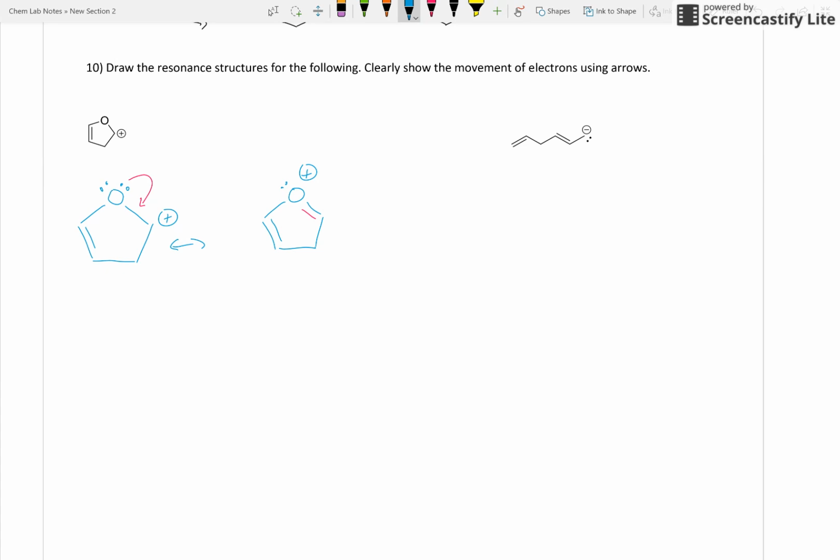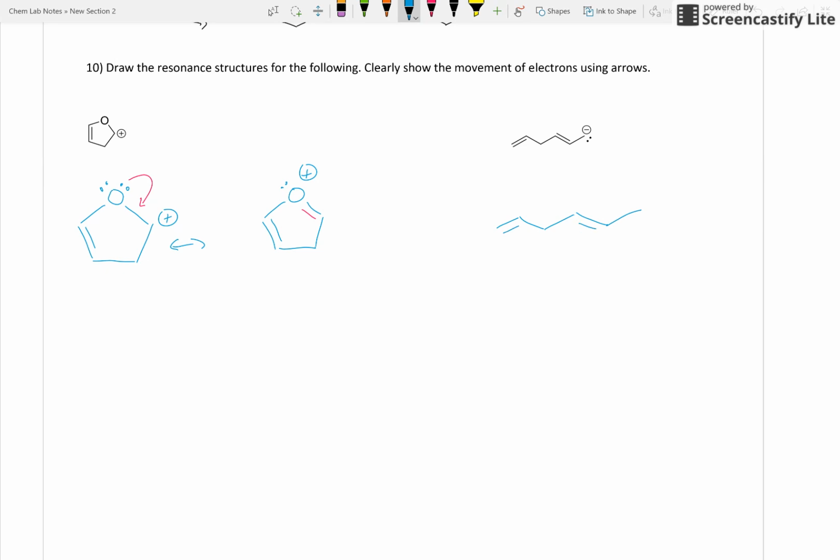That's it. We can't move it anywhere else. There's no more open orbitals. There's nothing else that's going to be relevant in terms of resonance structures for this particular molecule. Okay? So now the next thing that we need to do is just look at the other problem here. Very similar in terms of its setup.